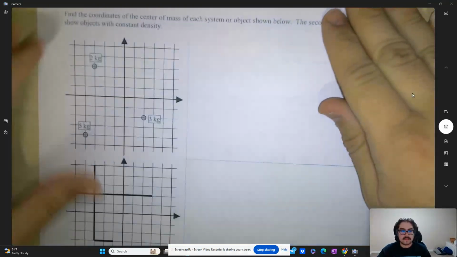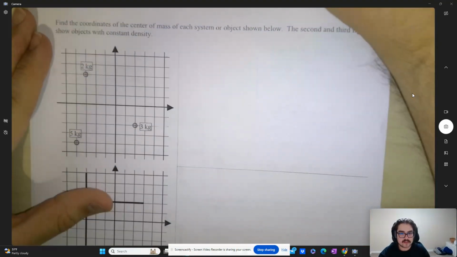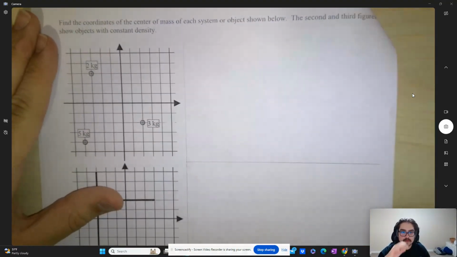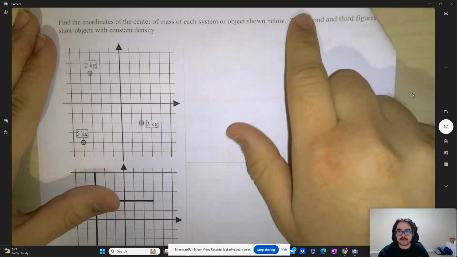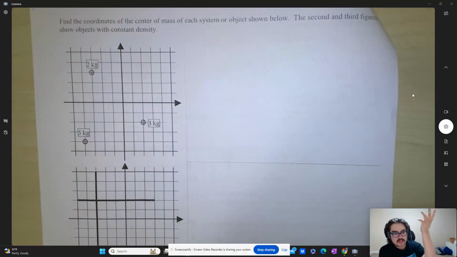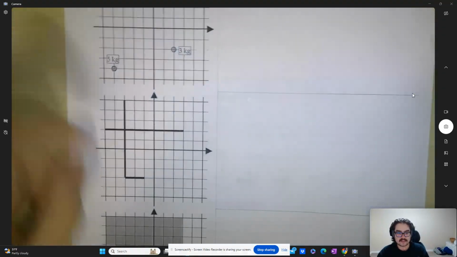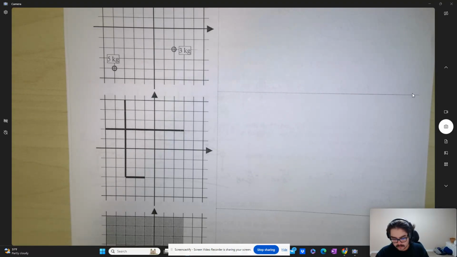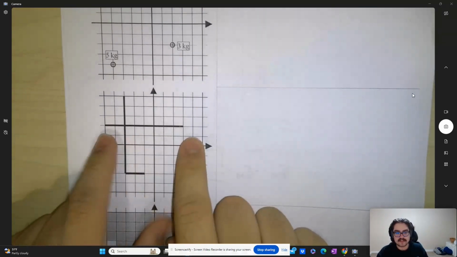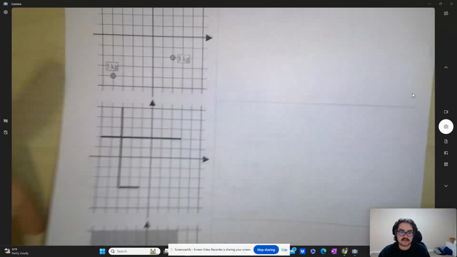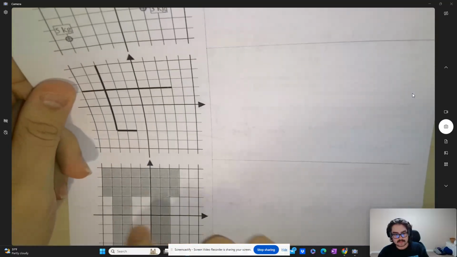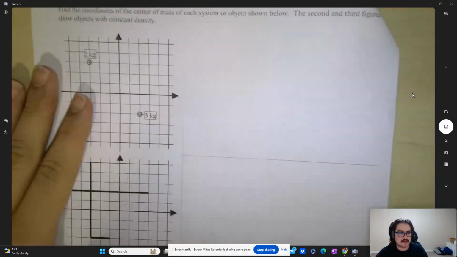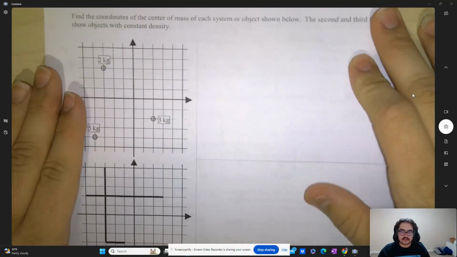These examples right here, you can see there's 3 different examples. So when it says, by the way, second and third figures show objects with constant density, that's referring to the fact that the length is directly proportional to the mass of the object. For example, the length of the wire here is going to be the same as the mass of it, and then the area of these 2D shapes are going to be the same as the mass of those shapes, and I'll show you how to solve those when we get there.